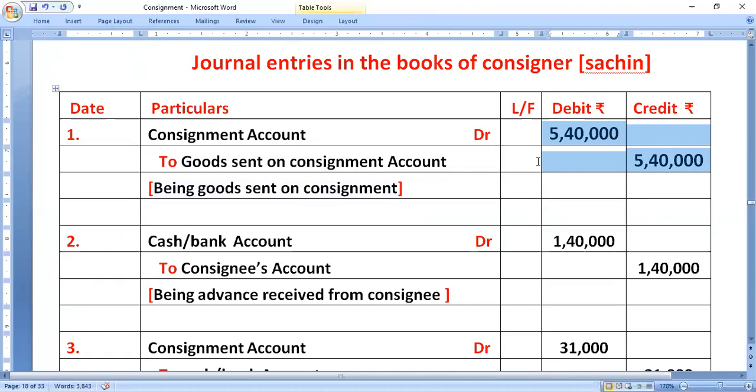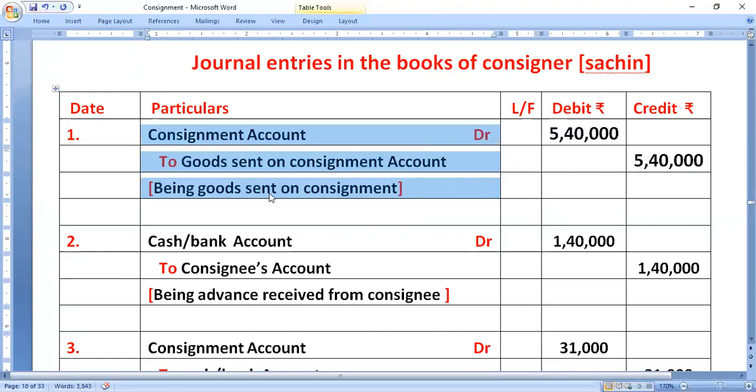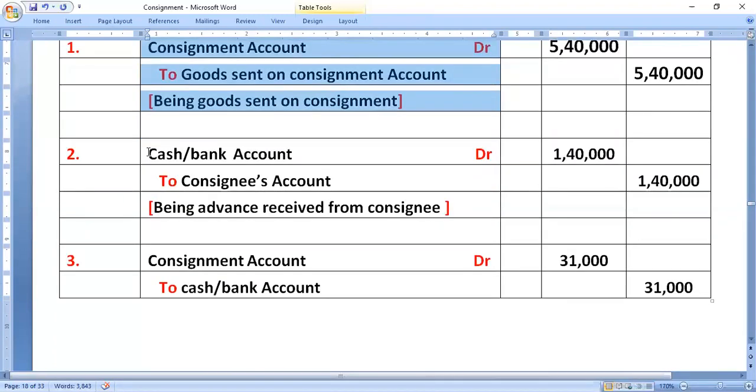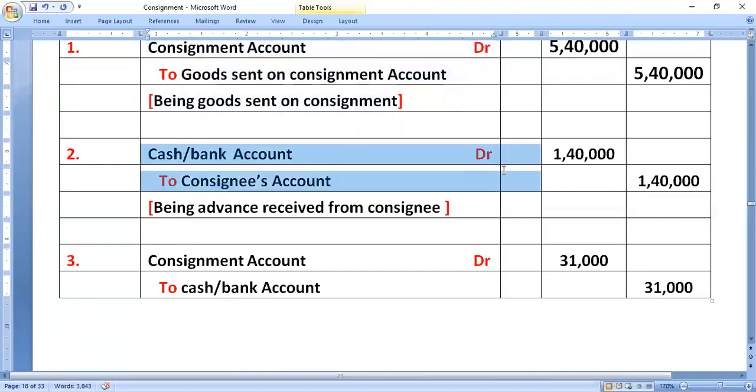The sum is 5,40,000, my dears. First entry, Consignment Account debit to Goods Sent on Consignment, being goods sent on consignment. Second entry, Cash/Bank Account debit to Consignee's Account, being advance received from consignee. How much advance was received by Sachin from Dravid? 1,40,000. This is the entry for advance.